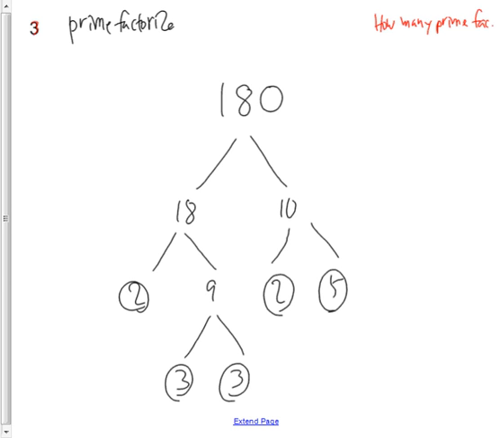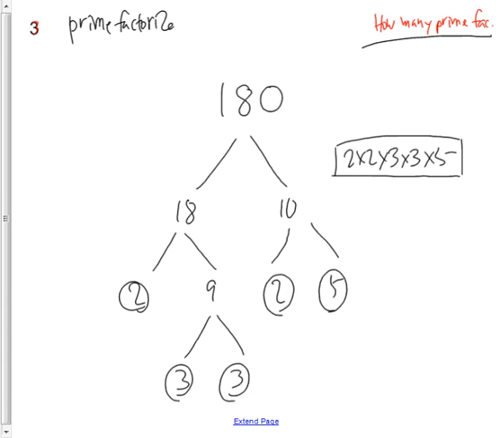So when we look at the circled numbers, we have 2 times 2 times 3 times 3 times 5. Those are the 5 prime factors that you can multiply together to get 180. And those are the only prime factors that multiply to give you 180. So that's one way. So the question is, how many prime factors does it have? There are 5 prime factors.